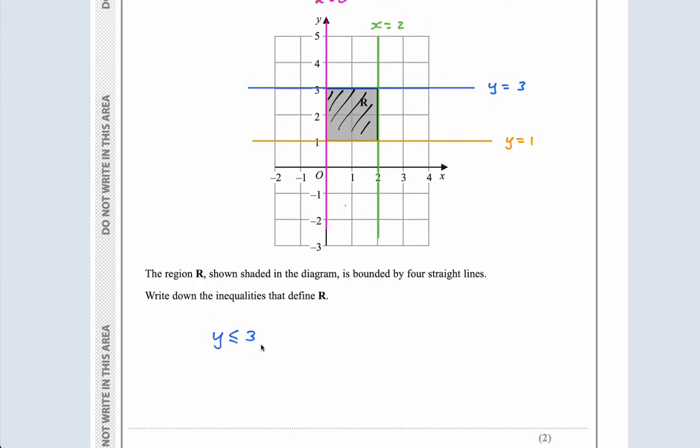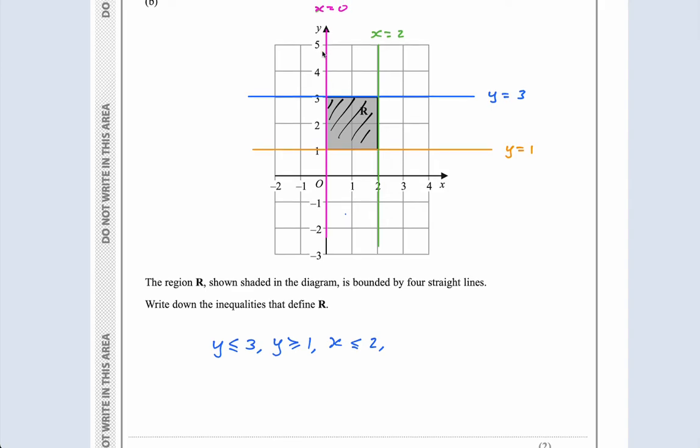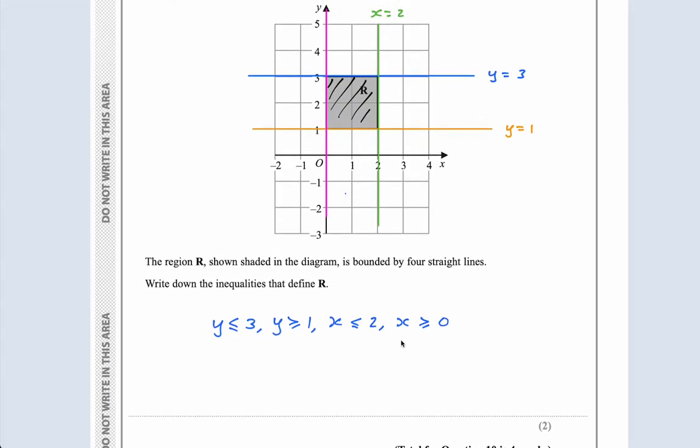The green line, let's do the other horizontal first. Is it above or below the orange line? It's above the orange line, hence y is greater than or equal to 1. Is it left or right of the green line? It's left, so x has to be less than or equal to 2. And is it left or right of the pink line? It's right, so x has to be greater than or equal to 0. So those are the four inequalities that you have to write down.